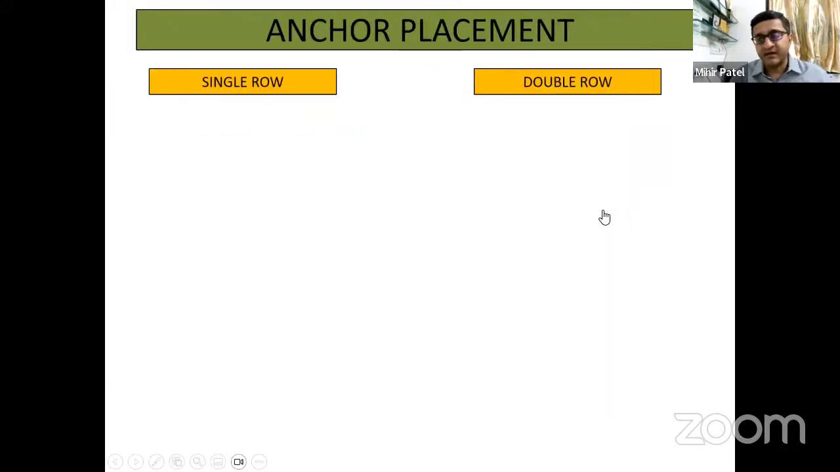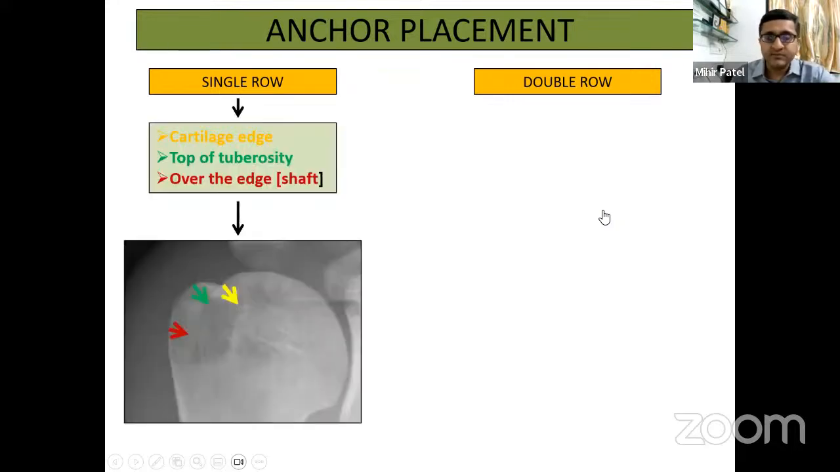At this stage, now you decide whether you're going to do a single row repair or a double row repair. What we mean by a single row repair is where the anchor is put only in one line. So basically, you can either have the anchor going where the yellow arrow is, just at the edge of the cartilage, or you can have it in the green, where it's at the top of the tuberosity, or over the edge of the greater tuberosity. So this is a single row repair.